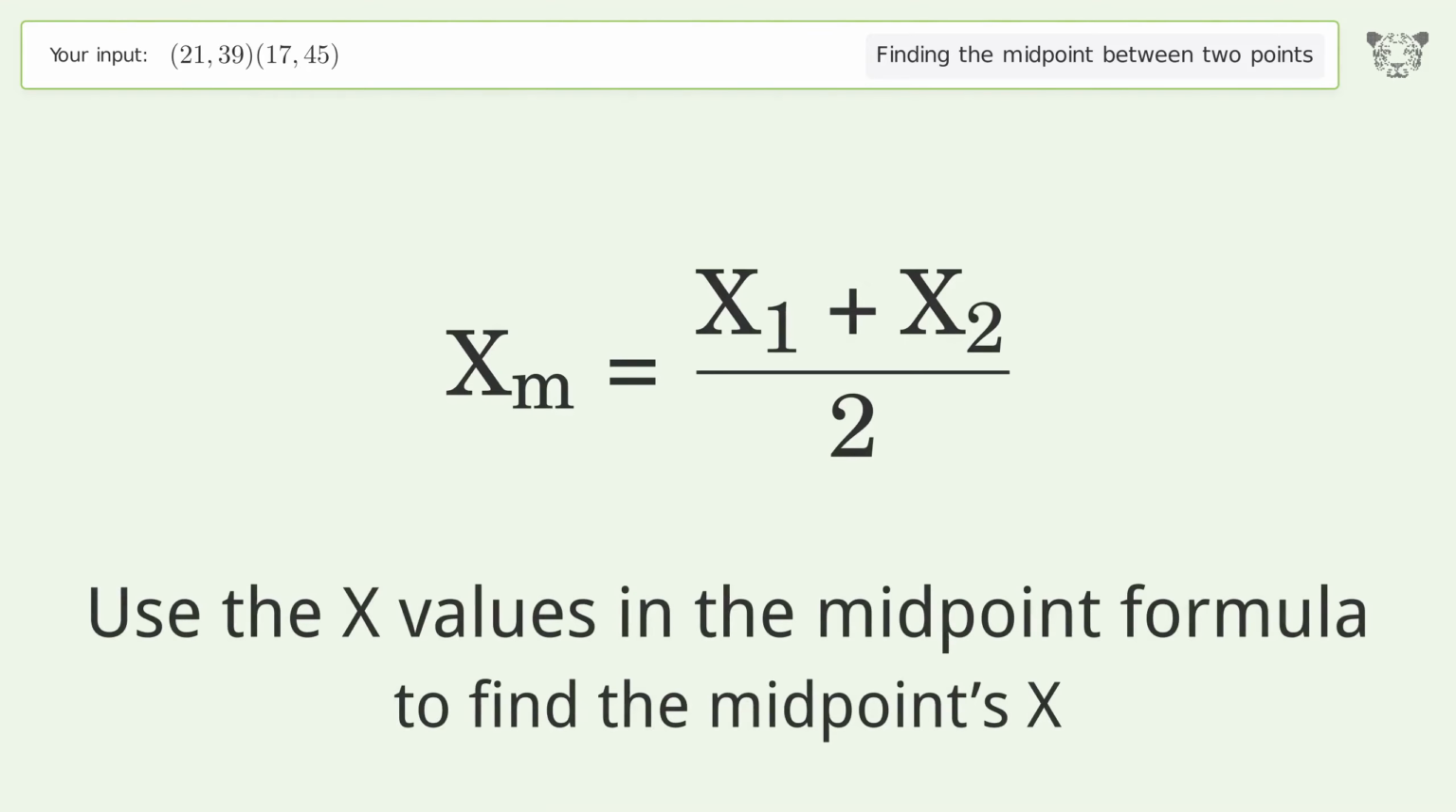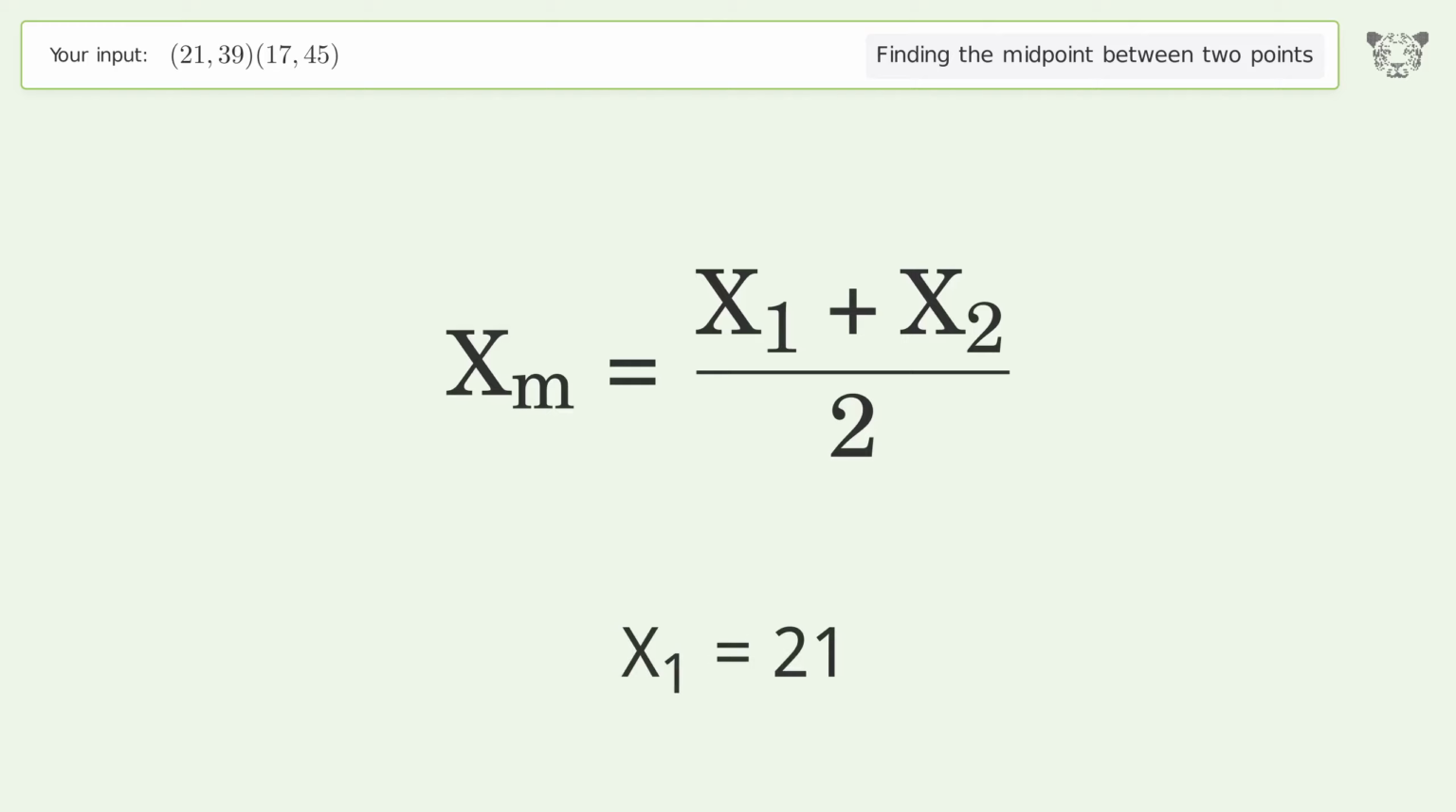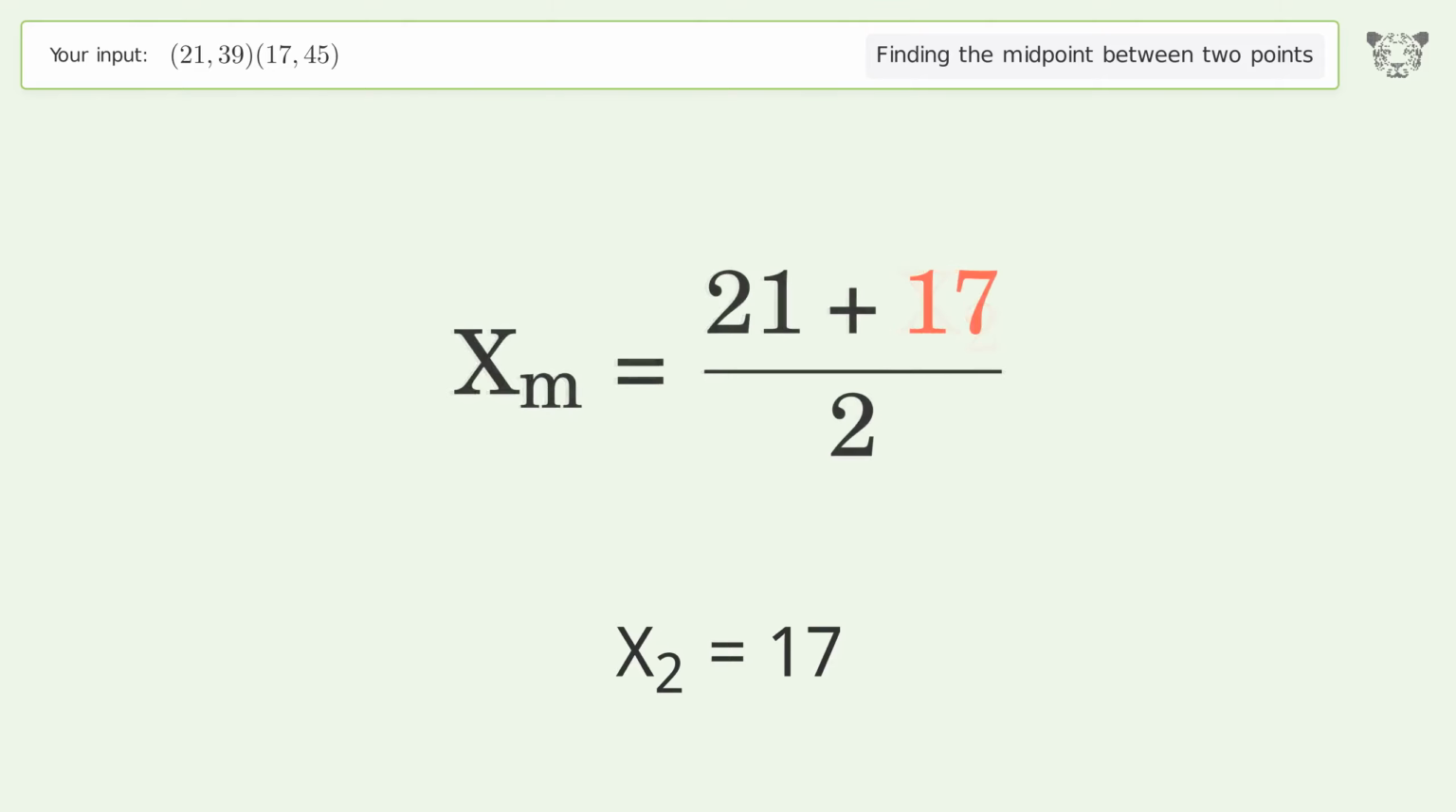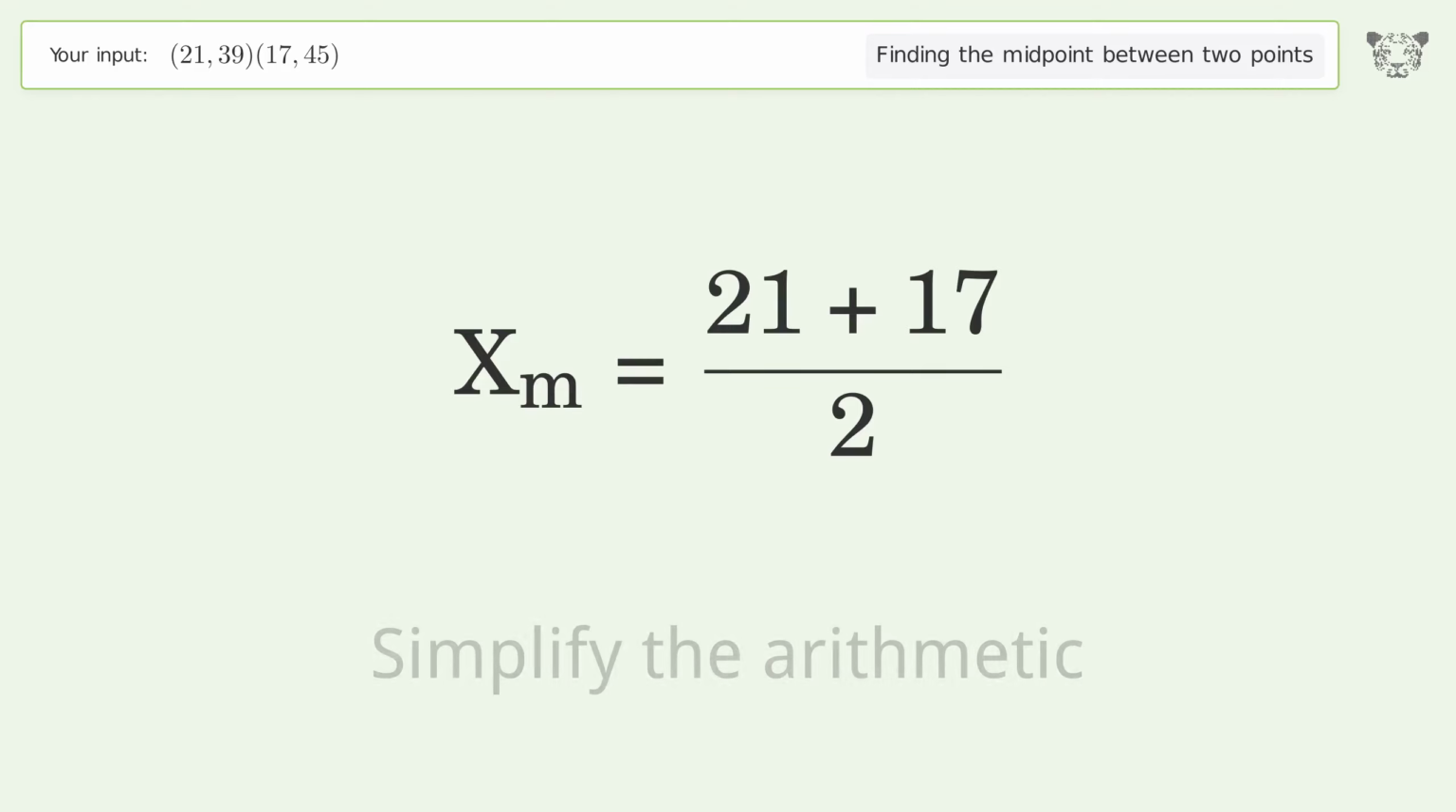Use the x values in the midpoint formula to find the midpoint's x. x1 equals 21. x2 equals 17. Simplify the arithmetic.